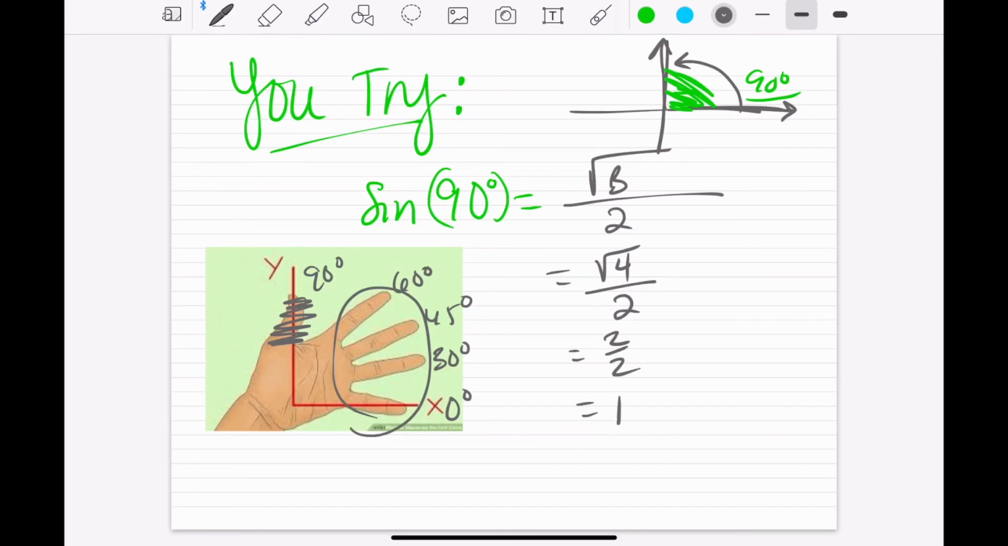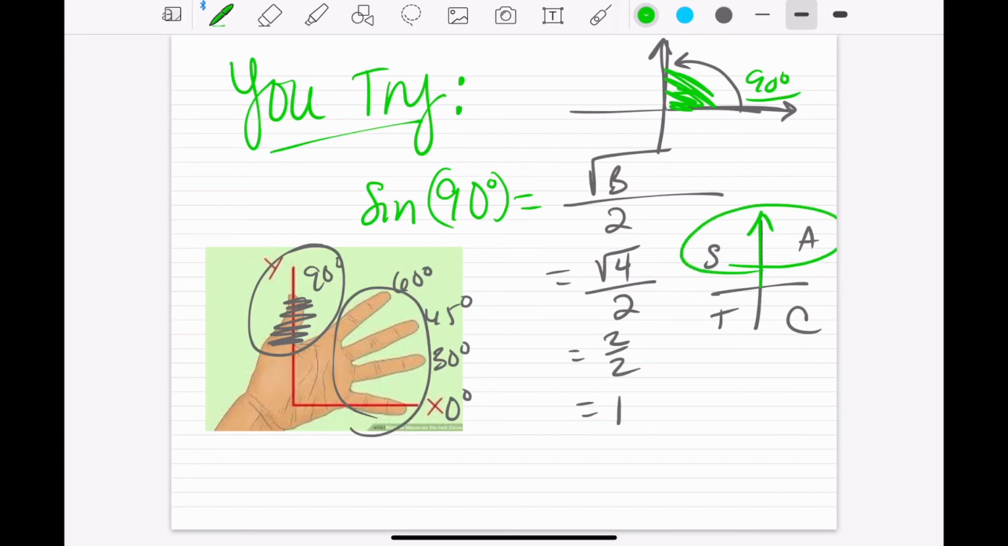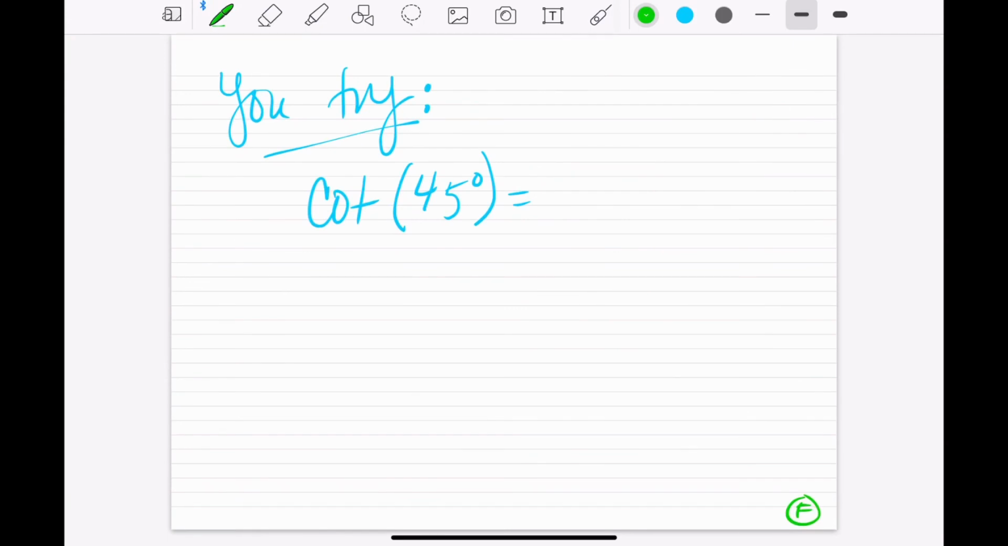Don't forget to check your sign. So since our 90 degrees is right here, we have to keep the following in mind. All students take calculus. So since our degree is right here on the y-axis, if it is anything between these two, that means it is positive. And of course, we are doing sine, and sine is positive here and here. Therefore, our final answer will be positive. Go ahead and try the final problem. Pause the video and then come back.